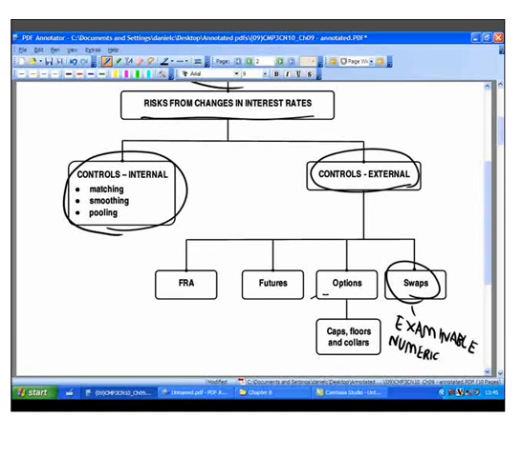The other tools that we'll cover are not examinable numerically, but you do need to be aware in general terms of how they operate. There are interest rate futures and interest rate options, so we're going to apply what we learnt in the previous chapter about these tools in general, specifically to interest rates. And we'll also introduce the idea of the forward rate agreement, or FRA, which allows you to fix the interest rate you're going to pay for a future borrowing.